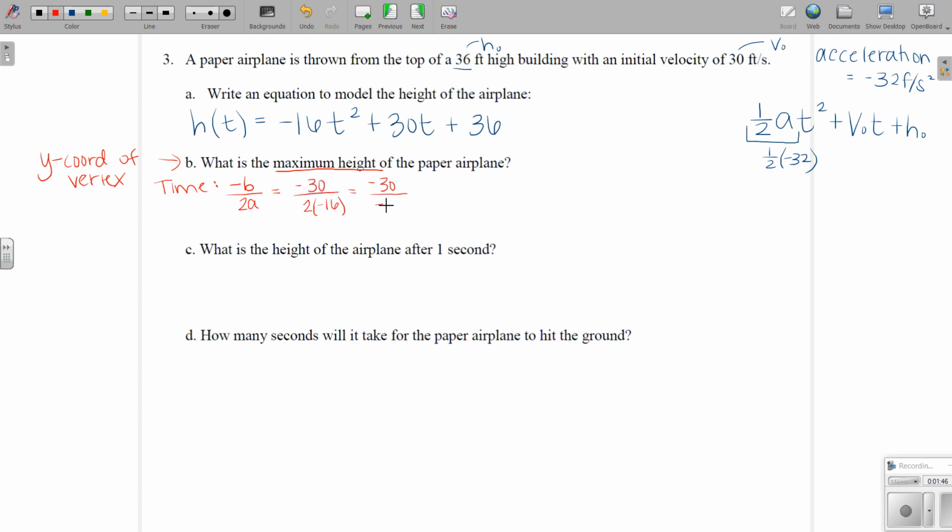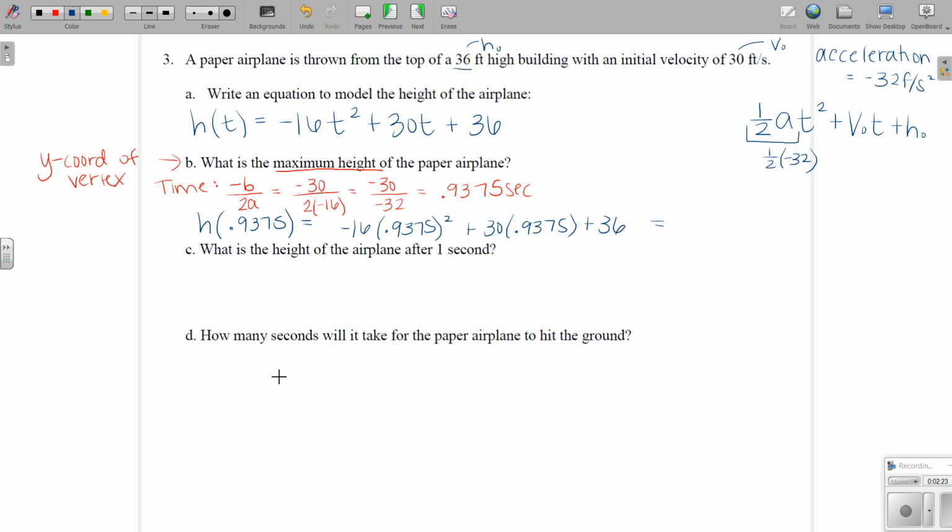So in this case, that's negative 30 divided by 2 times negative 16, so negative 30 divided by negative 32. If you type that in your calculator, you're going to get 0.9375 seconds. So we want to now figure out what is that maximum height. If I want to figure out the height, I take h and I evaluate it at 0.9375.